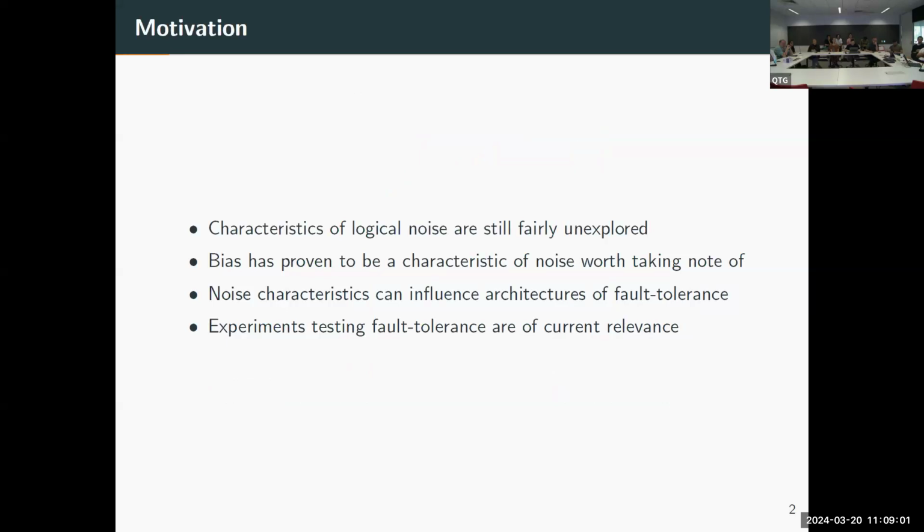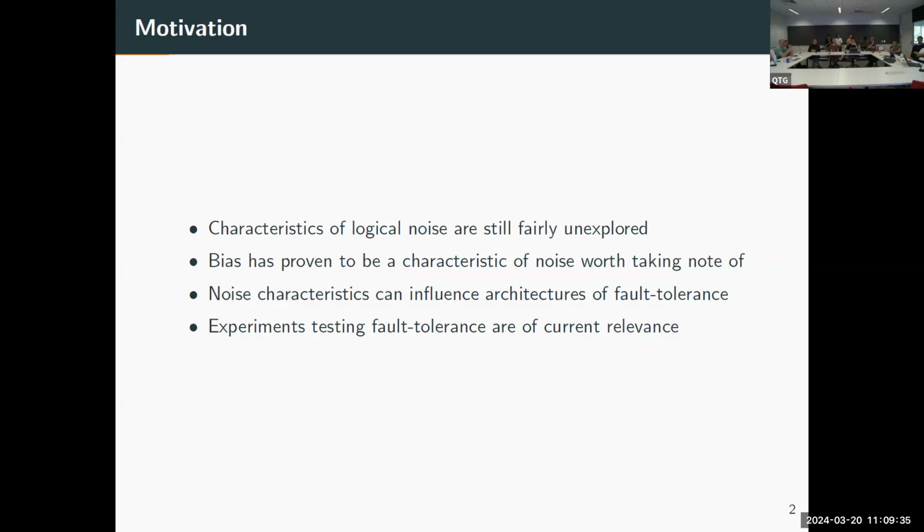But as a broad set of motivations, the characteristics of logical noise are fairly unexplored. We've started to think about how characteristics of noise matter at the physical noise level, right? If you have some kind of underlying device bias or noise like that, you only have to look at the XZZX paper to really see that paying attention to these things can have a really important impact on the performance of fault tolerance.